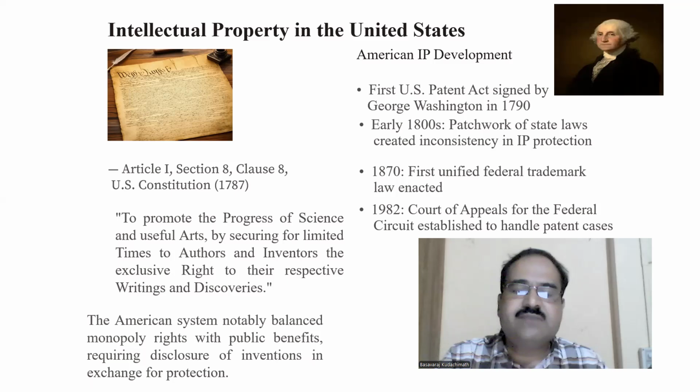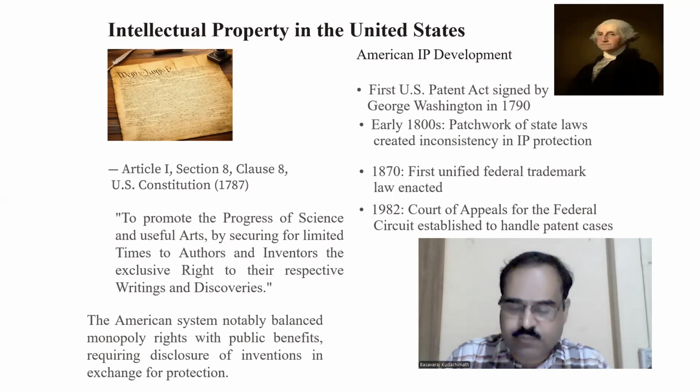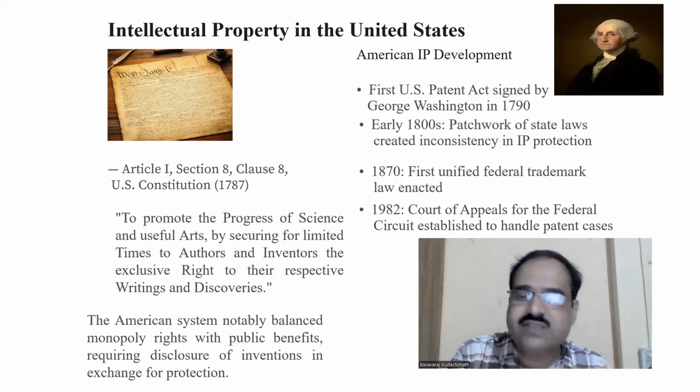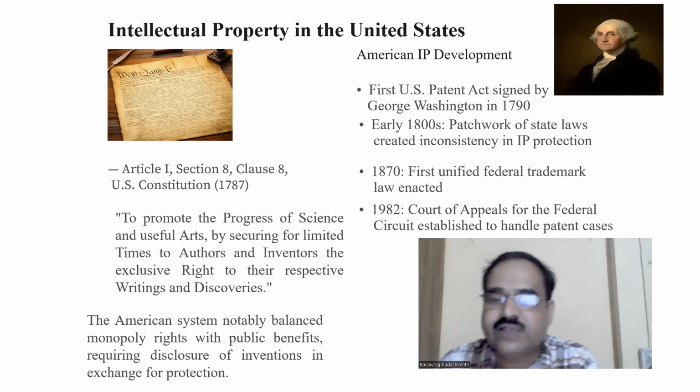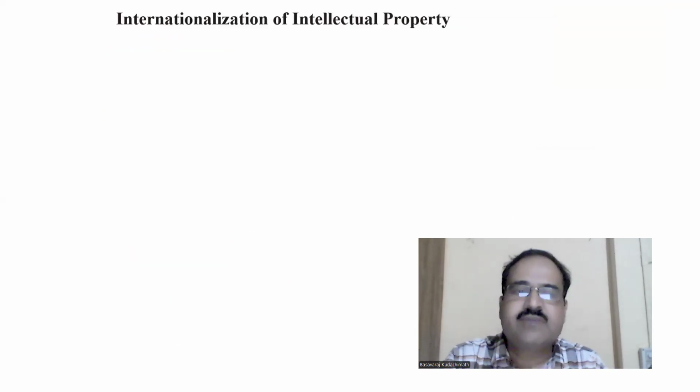The American system notably balanced monopoly rights with public benefits. The main intention was to protect the monopoly powers of any author for a particular period of time, and it balanced the need for public utility with the author's right to earn money from it. The economic benefit for both the public and the innovators was balanced through these American acts.